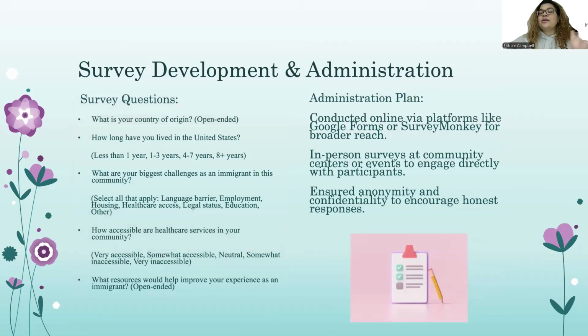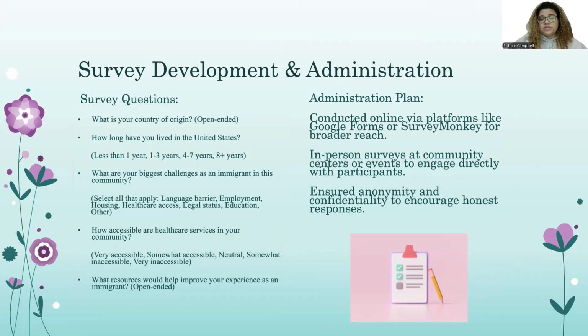So then we had our community survey, the development of it, and how we administered it. Some examples of the questions that were in the survey. There was a total of 10, but one of the first questions was, what is your country of origin? The length of time they've lived in the United States was the next question. Then we wanted to know what your biggest challenge as an immigrant in this community is.